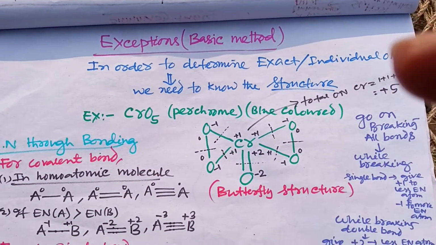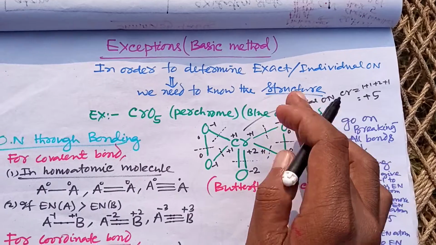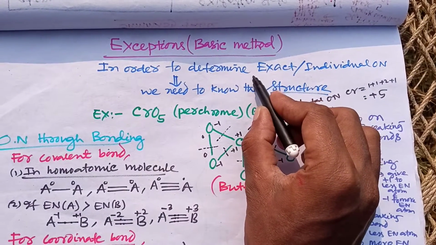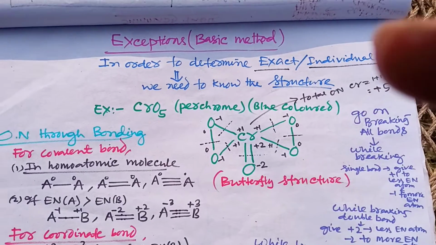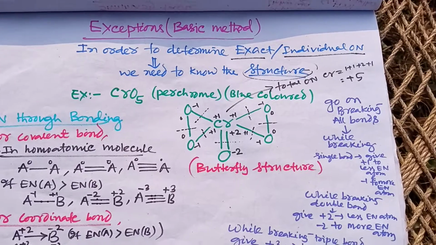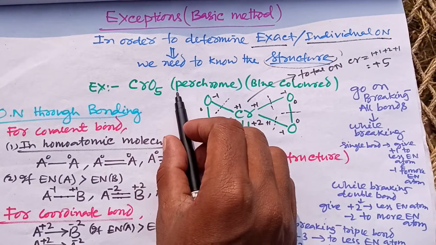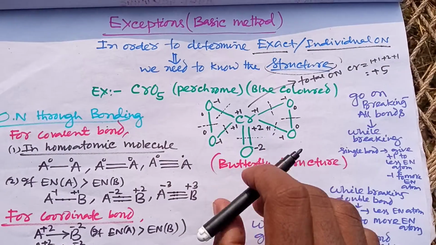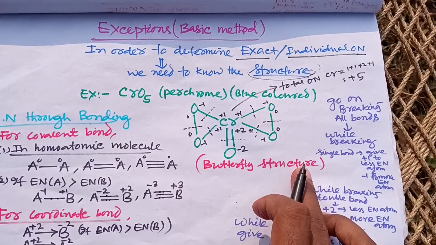There is some exception, or you can say that there is a basic method to determine the oxidation number. For the exact, or individual, oxidation number, you have to know the structure of that compound. Here is a beautiful example, CrO5, which is blue in color, and its structure is given like this. It is known as the butterfly structure.